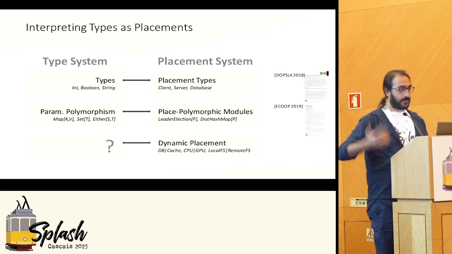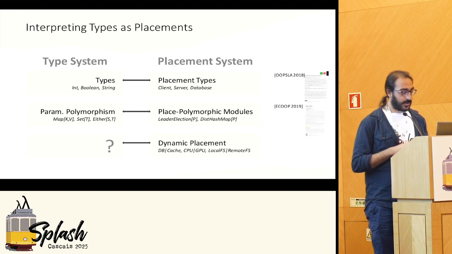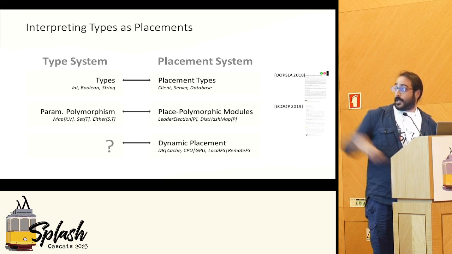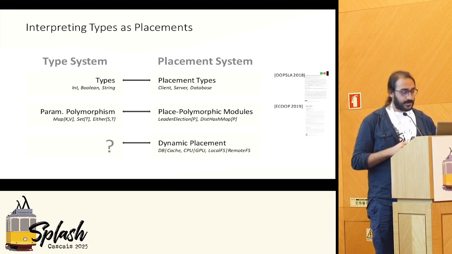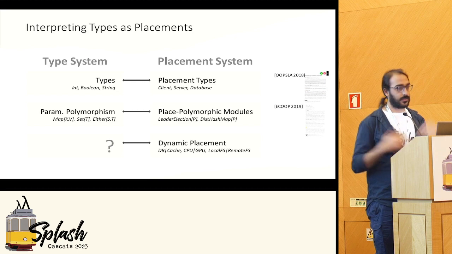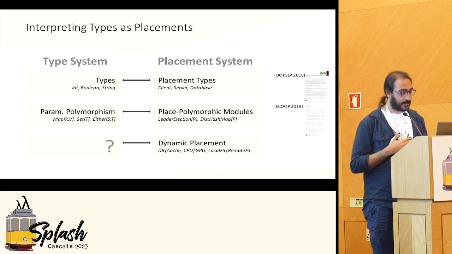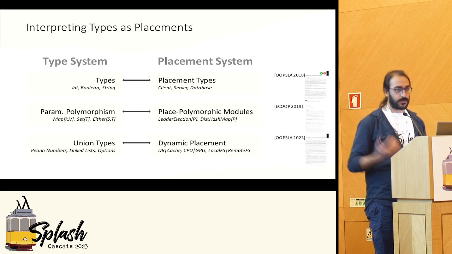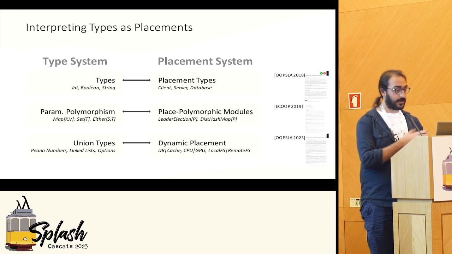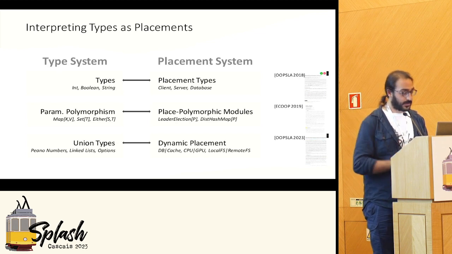And then we kept in line with this methodology to give a treatment for dynamic placement. What you see here are some examples of dynamic placement, like database or cache. This is supposed to model stuff which is cacheable. And the solution that we took from type system is union types. And this is what this paper is about.